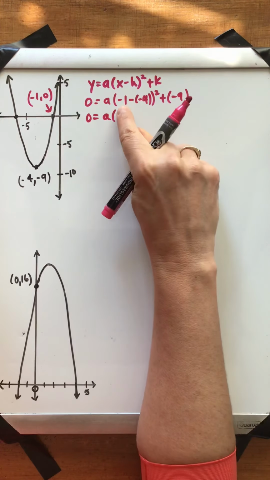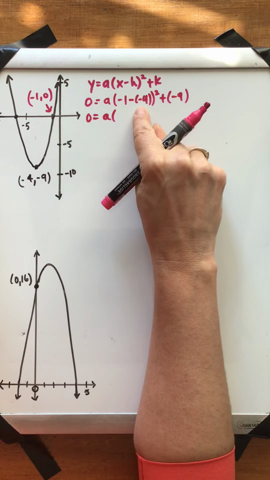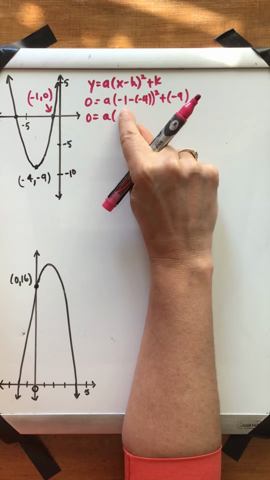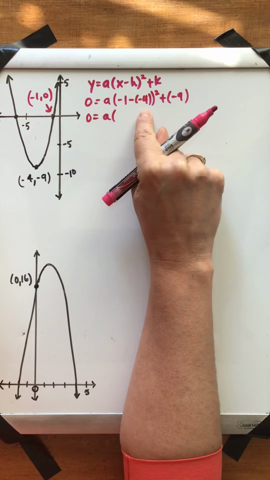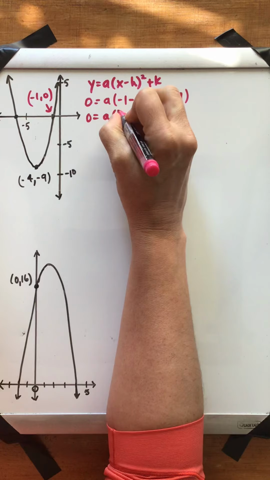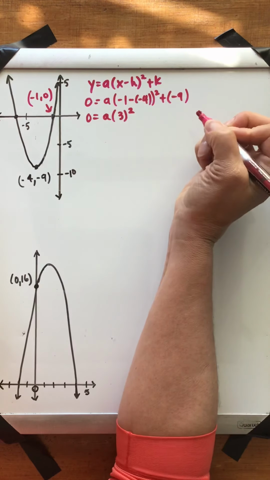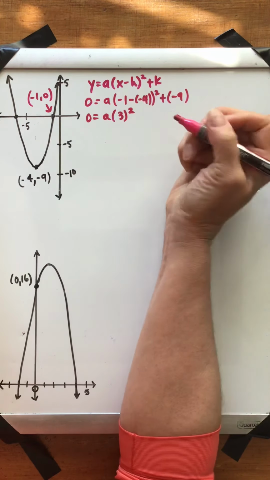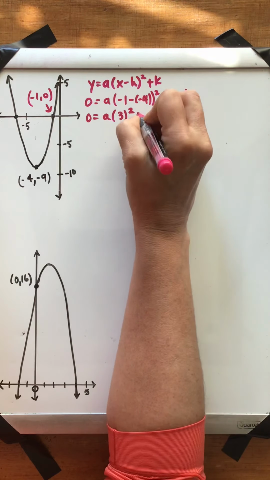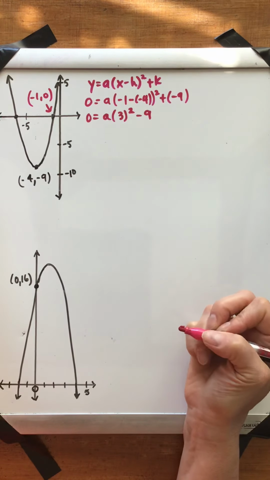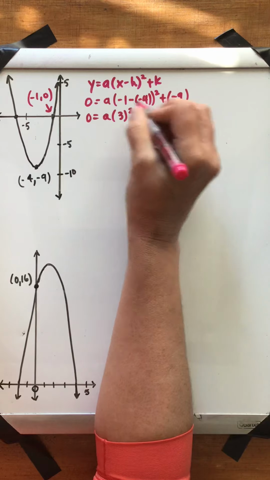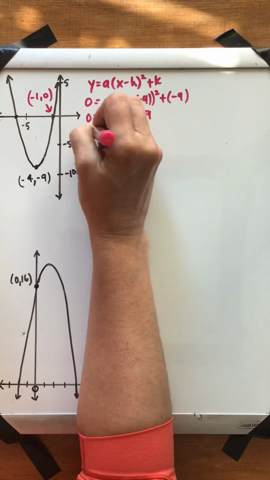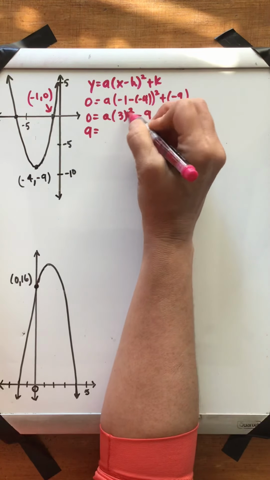So inside the brackets I have -1 minus -4. So -1 plus 4 means inside the brackets I have 3. And when I'm doing BEDMAS, brackets come first, ahead of exponents. And then plus -9 can just be written as minus 9. So I have this, and I'm trying to solve for a. I'm going to take this -9 to the other side by adding 9 to both sides. And I can do 3 squared.